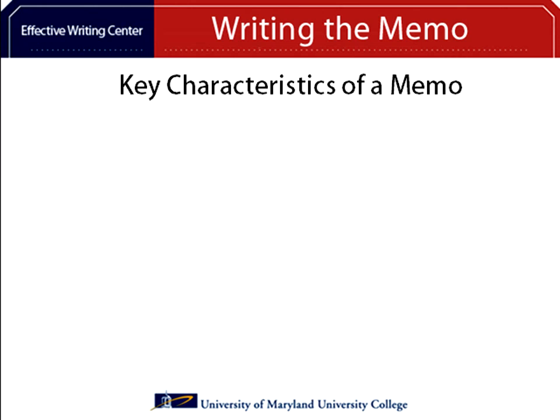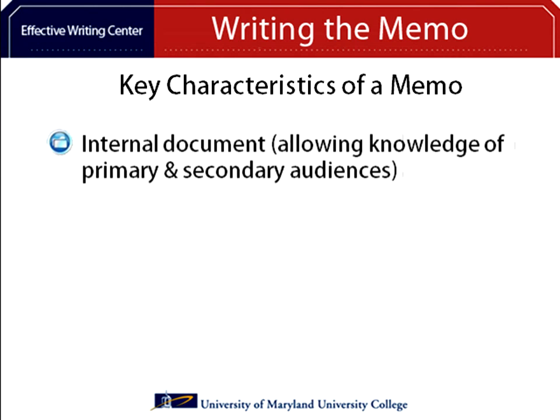The three key characteristics of a memo are that, one, it is an internal document. This is helpful to know because you're more likely to know both the primary audience, those to whom it is addressed, and the secondary audience, those who may read it without your knowing. That more intimate knowledge of the audience within your workplace or company gives you an advantage in comparison to letters that fly outside the office and immediately become public documents.